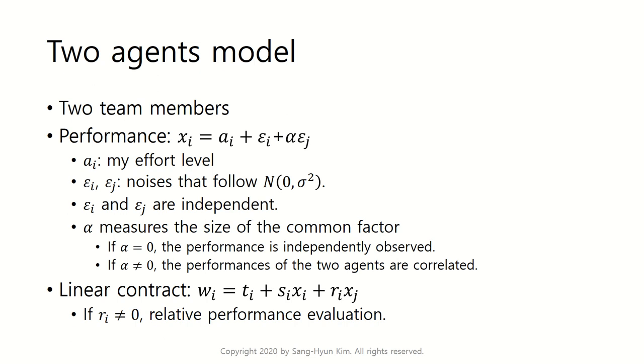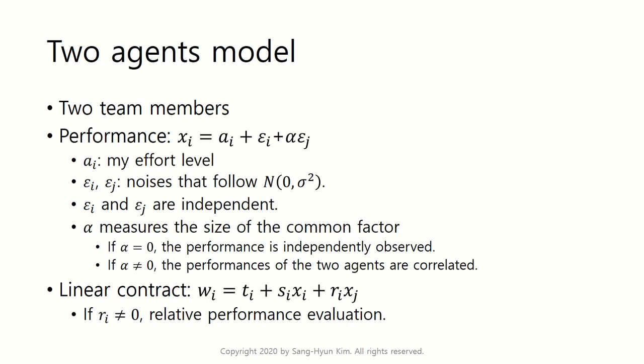So that means there must be some positive correlation between the two workers' performance measures. We consider two cases: alpha is 0 or alpha is positive, right? If alpha is 0, the performance is independently observed, and if alpha is positive, there is some positive correlation between agent i's performance measure and agent j's performance measure. Okay?